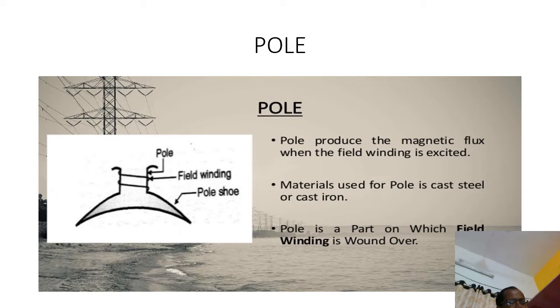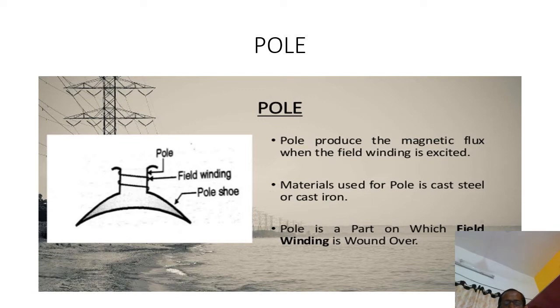The field winding is placed on the pole core. When current passes through this field winding, the core becomes an electromagnet and establishes the magnetic flux. The flux can be varied by varying the current through the field winding. Next, the pole shoe serves a double purpose. It distributes the magnetic flux uniformly in the air gap and reduces the reluctance of the magnetic path due to its larger cross section. It supports the field winding.